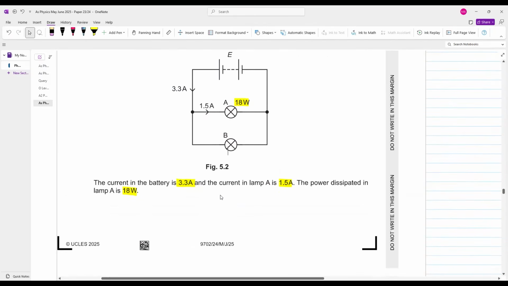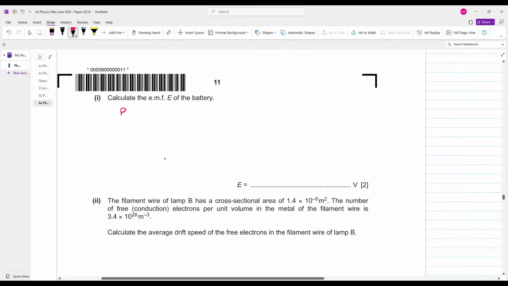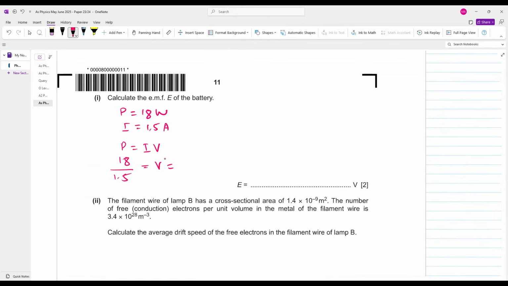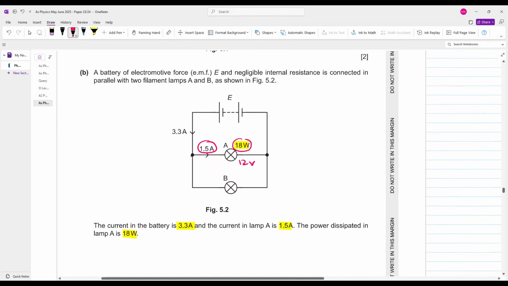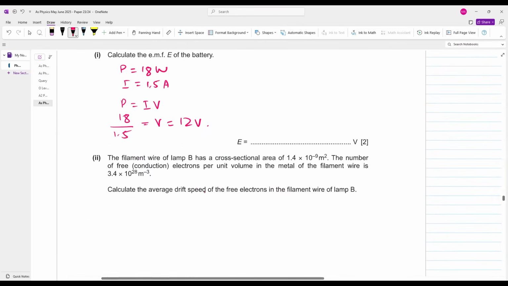How will you do that? Very, very easy. The power of the lamp is 18. The current is 1.5. Can you calculate the voltage across the lamp? Yes. Let's do that in the given space. Power is equal to 18 watts, current is equal to 1.5 ampere. P is equal to IV. Power divided by current is equal to voltage. 18 divided by 1.5 comes out to be 12 volts. If the voltage across the lamp is 12 volts, the battery that is in parallel will also have an EMF of 12 volts. You can write here 12 volts.